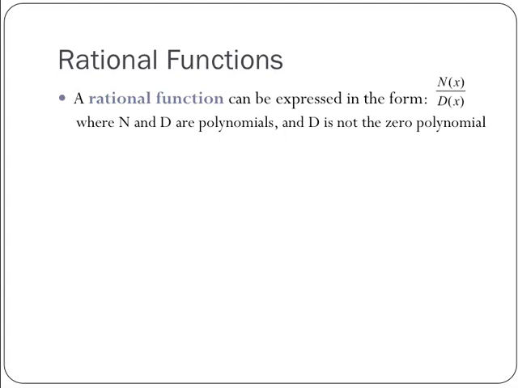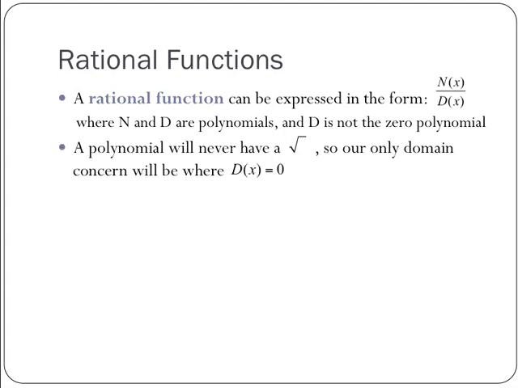Now, since a polynomial will never have a square root, our only domain issue is going to be where d of x is equal to 0, so where the denominator will equal 0. Anywhere that the denominator equals 0, we know we have a discontinuity on the graph.